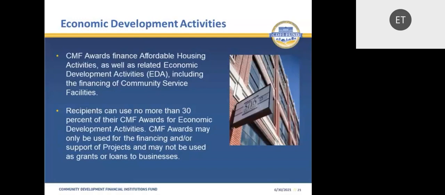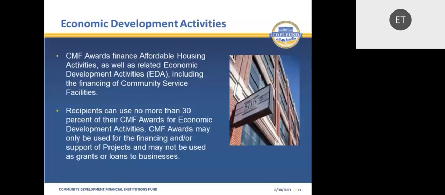But is that limited just to the economic development activities? For instance, could you make a subordinated loan to the actual developer to support pre-development costs in a number of different projects? That would be basically that developer's equity going into a whole bunch of different projects.